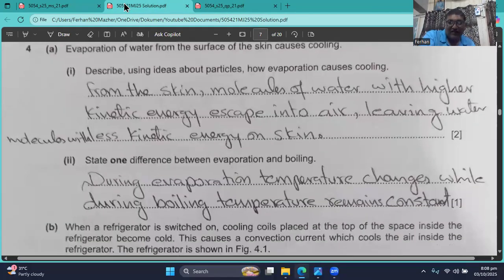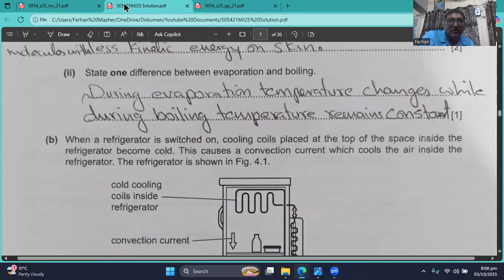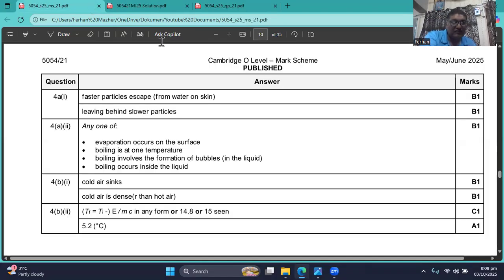You only have to write one difference. The difference I wrote is: during evaporation, temperature changes, while during boiling, temperature remains constant. So let's check. These are the differences, and you have to write only one of them.